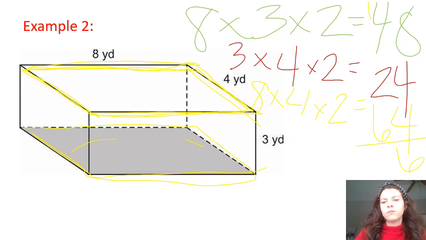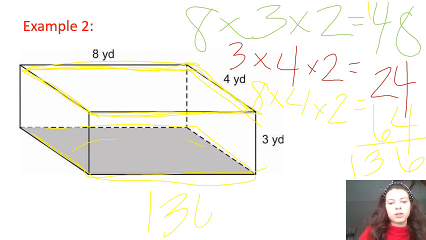We have 1, 4, 12, and 6. Go ahead and add those up. Write your answer with a label. When you added that up, you should have gotten 136. And with a label, we'd have 136 yards squared, or square yards.